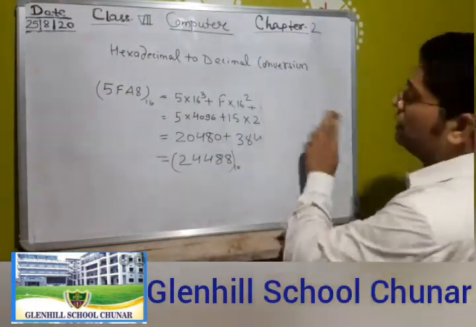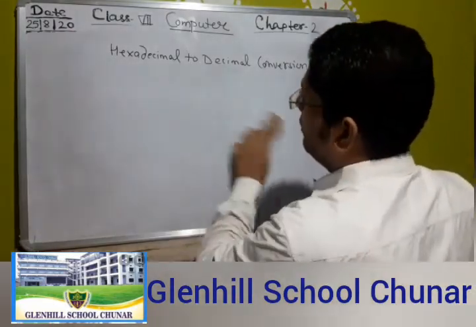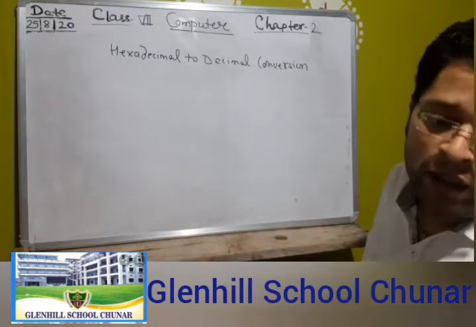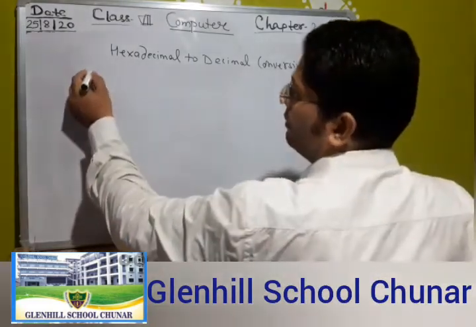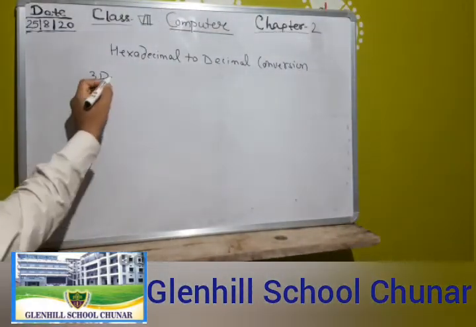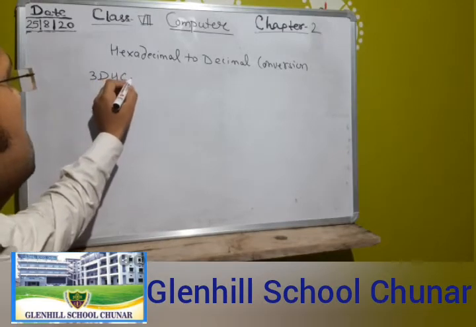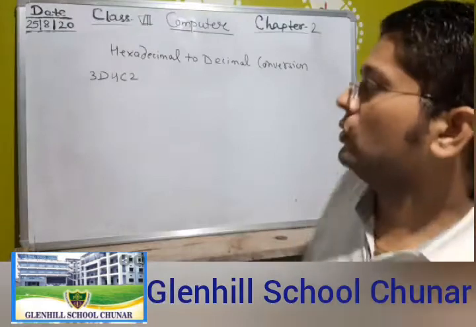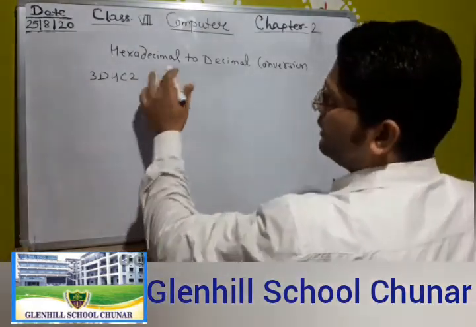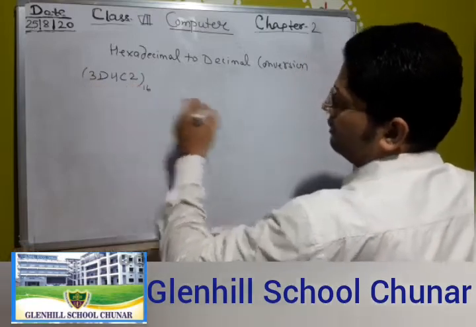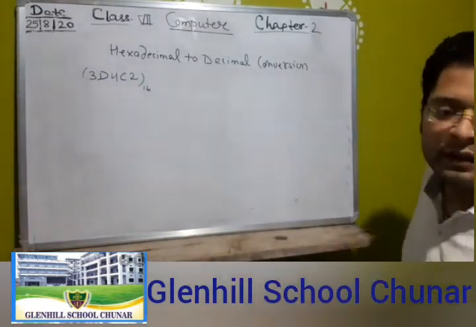So let's see the other example. 3D4C2. Okay, student? So this is a hexadecimal number. Here base 16. Okay, let's start.